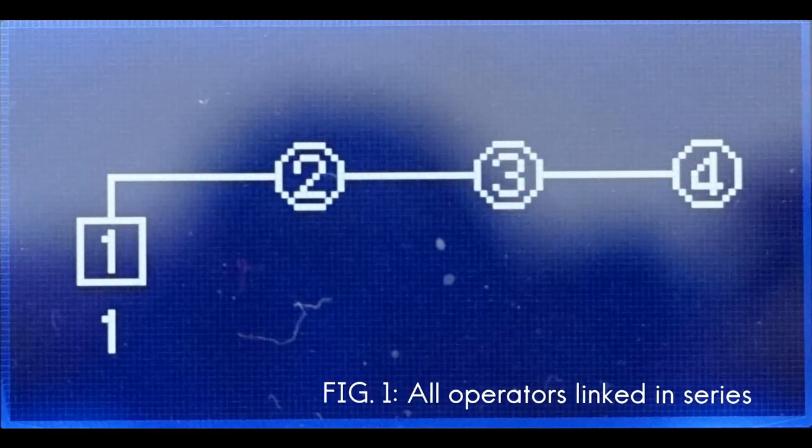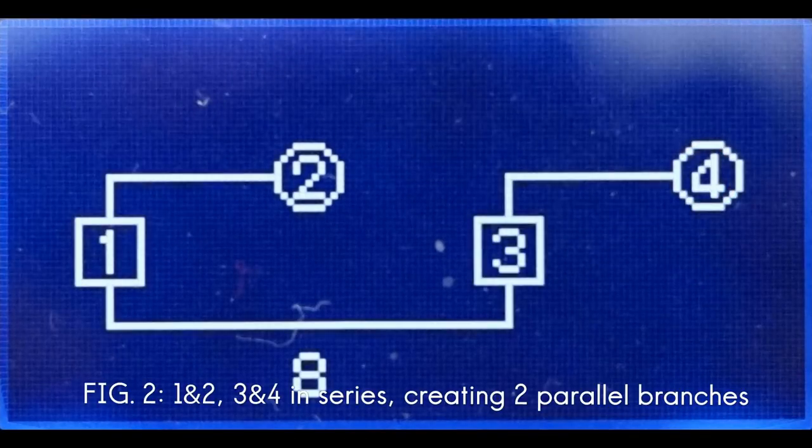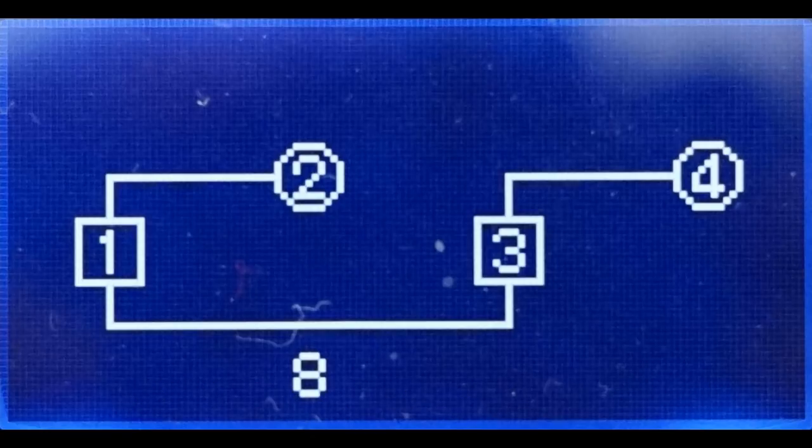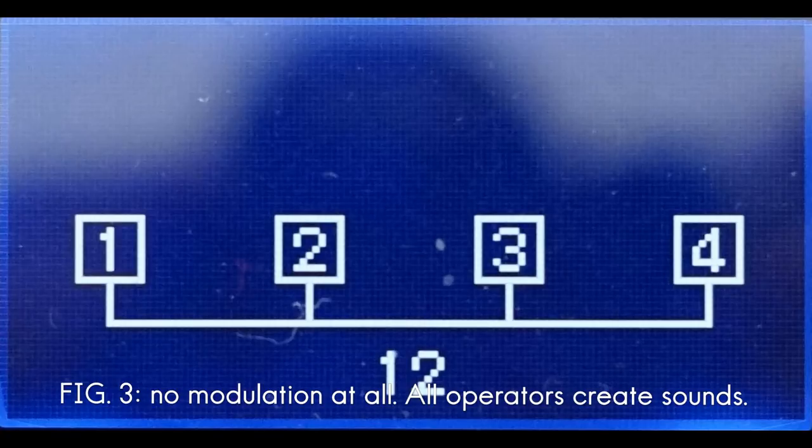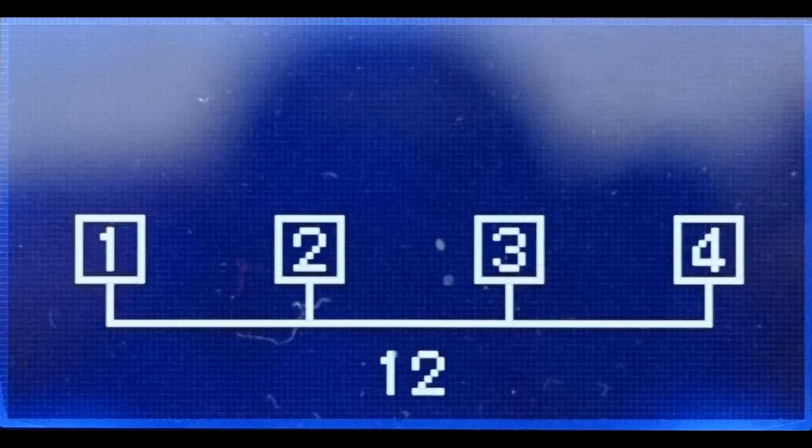This is the first algorithm, and as you can see, operator 1 is the carrier. Its signal then gets modulated by operator 2, and then the resulting signal gets modulated by operator 3, and then by 4, and the result of all this is then sent to the effects section. In this example, operator 1 is modulated by operator 2, and operator 3 is modulated by operator 4, creating two branches. The resulting sound of both branches is mixed or layered and then sent to the effects section. This algorithm has no modulation at all. Instead, a mix of the output of all the four operators is sent to the effects section.